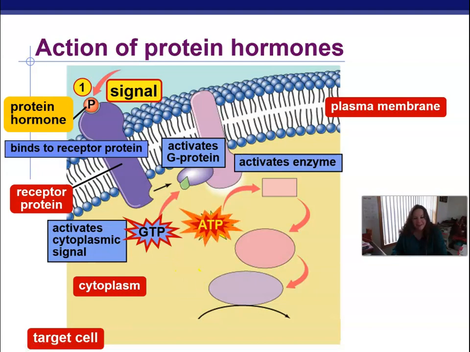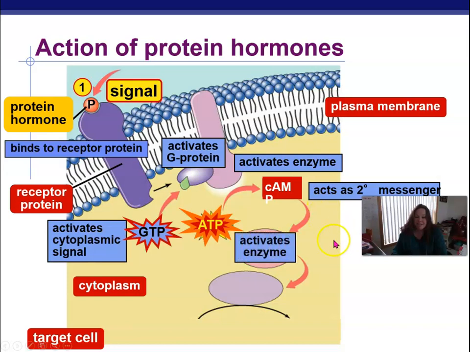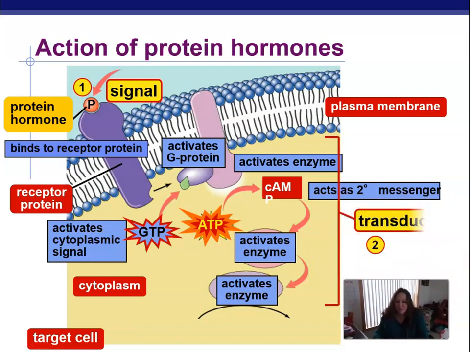And there we go again. There's ATP. Oh, there's our cyclic AMP. So ATP gets changed into cyclic AMP, cyclic adenosine monophosphate. And remember, that's called a second messenger. And it's a second messenger that activates kinases. It just says activates enzyme here. So that enzyme might activate another enzyme. Remember, there can be many of them being activated at once here.